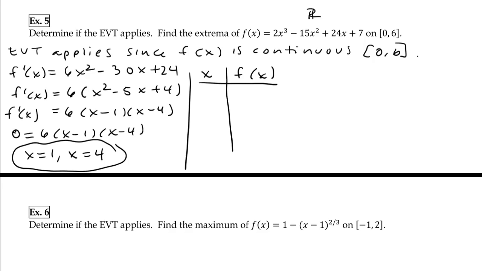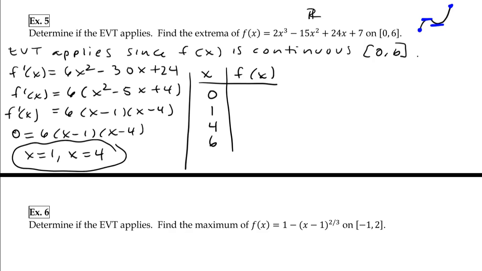Our endpoints are 0 and 6. Our critical numbers are 1 and 4. So look, they gave us endpoints and they gave us critical numbers. Let me show you why, and you can go back and look at other pictures, but what if I gave you this function? Do you see that this is where the derivative is 0? So those would be our critical numbers, but that's not an absolute max and min. They actually occur at the endpoints.